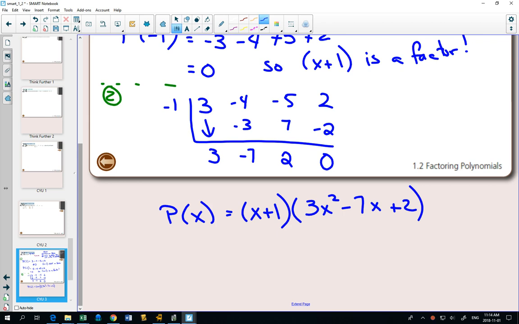It said factor completely. Well, now, as soon as you get to a quadratic, you can go back to your old methods of factoring. So this is just 3x and x, 2 and 1. They'd both be negative. Multiply that out to make sure that it works, and it does.